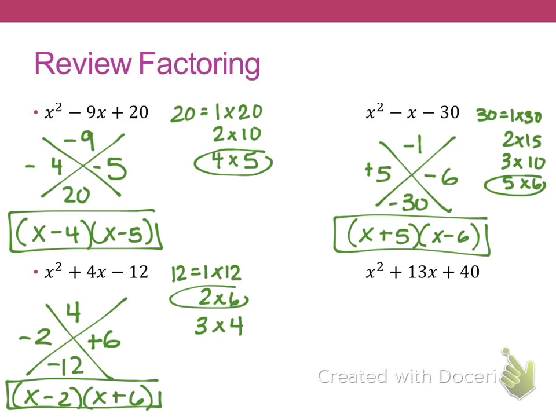Now the next problem here. 13 goes up top, 40 goes on bottom. So 40, I list the factors. 1 times 40, 2 times 20, 4 times 10, 5 times 8. And there's not any more. So which ones add, because 40 is positive, to give me 13? Oops, I'm sorry, I did forget one. Which one did I forget? No, I'm sorry, I did not. I was thinking 9 times 4, but that's not right.